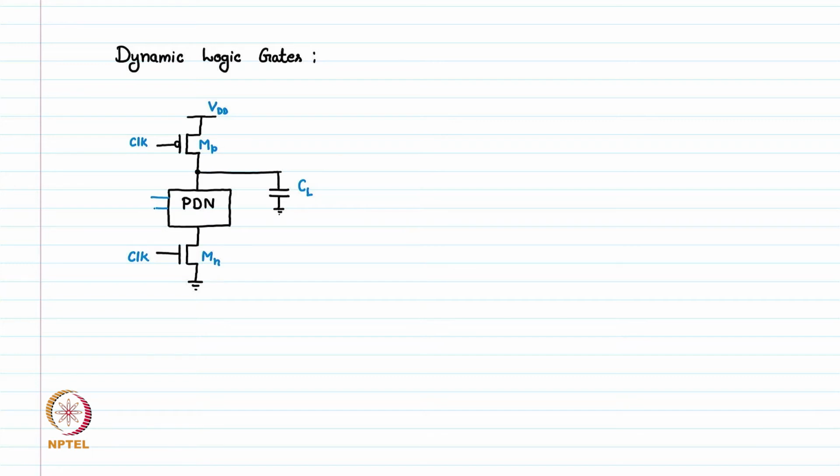And this pull down network is designed very similar to our static counterpart, static logic gates, where we apply inputs as IN1, IN2, IN3. So this is the basic architecture of dynamic logic gates. So how does this dynamic logic gate work?